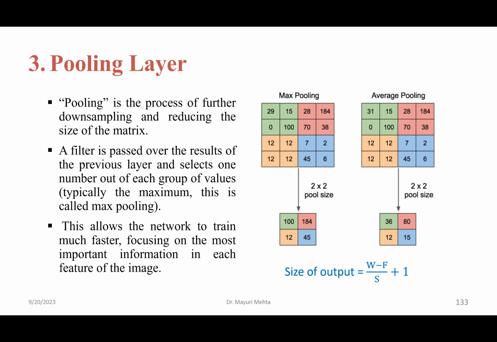So the filter is passed over the results of the previous layer and selects one number out of each group of values. So this way, like we process, you can see on the right hand side, I have kept it. Suppose we have a 2x2 filter, then this is the first block, this is the next block, but here you can see that the stride is not one, right? So let me discuss more about this pooling. Actually, we have two types of pooling: max pooling and average pooling.